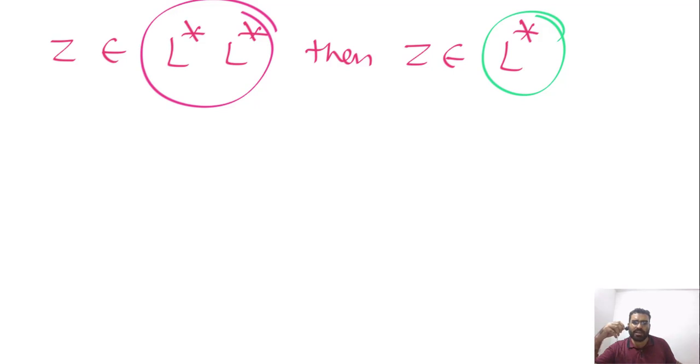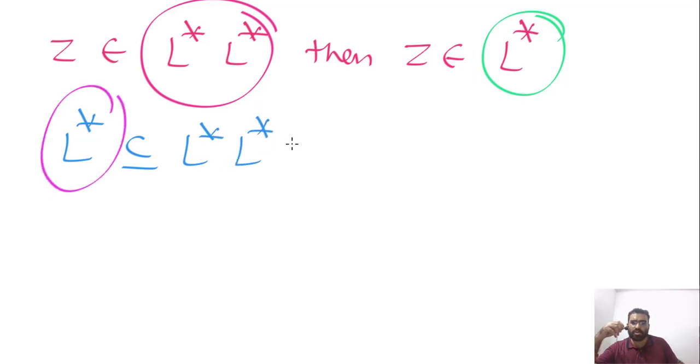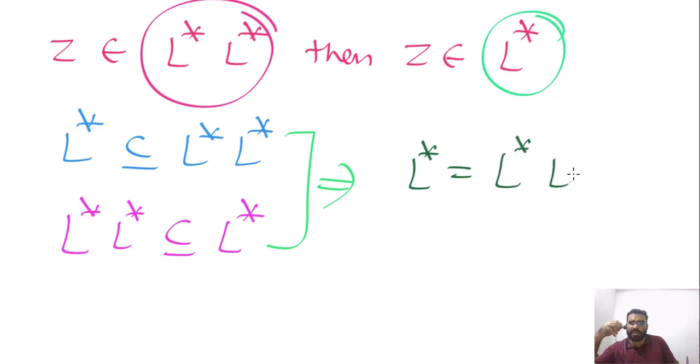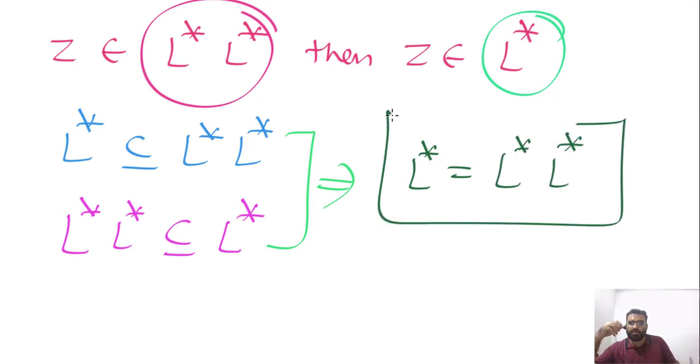Okay, so finally, we have already proven that L star is a subset of L star, meaning every string of L star is also a string of L star. We have also proven that every string of L star is also a string of L star. From these two things I can say that L star is the same as L star. This is what we have proven. Very easy proof.